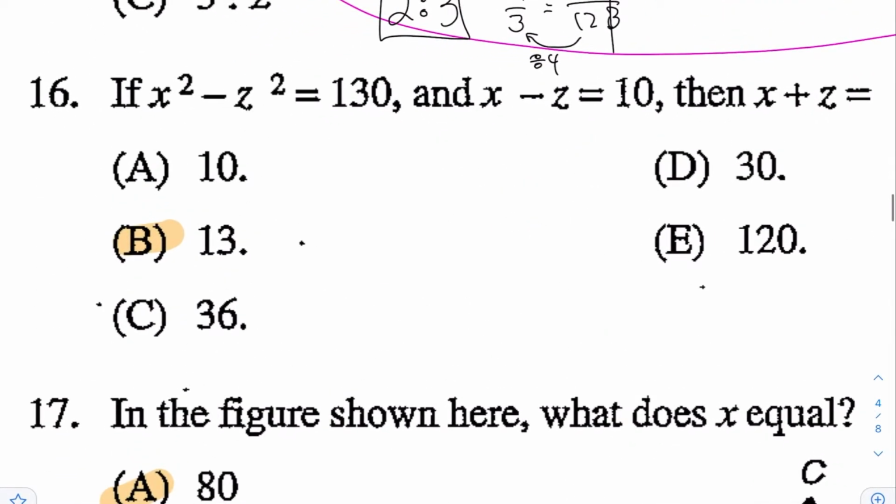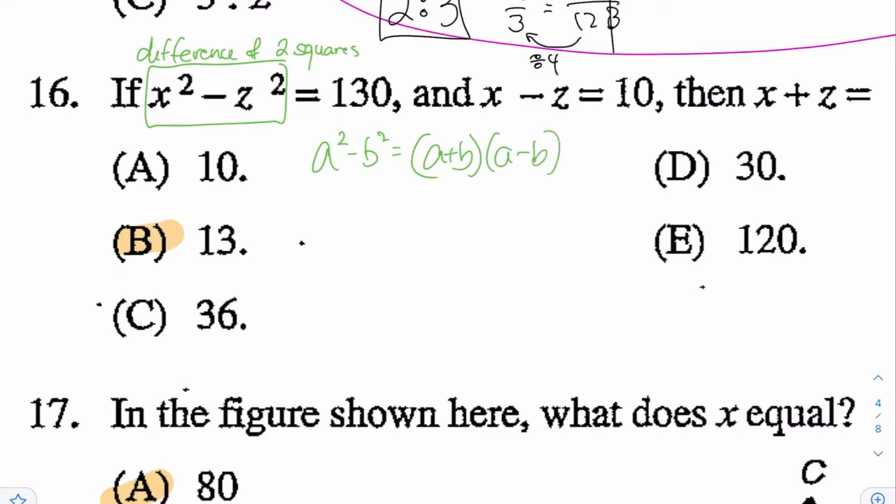Next, for number 16, you have if x squared minus z squared is equal to 130 and x minus z is 10, then x plus z is equal to. So this is your difference of two squares factoring pattern. For your difference of two squares, a squared minus b squared, it can always be factored as a plus b times a minus b. And here you can test it out by just factoring a plus b times a minus b.